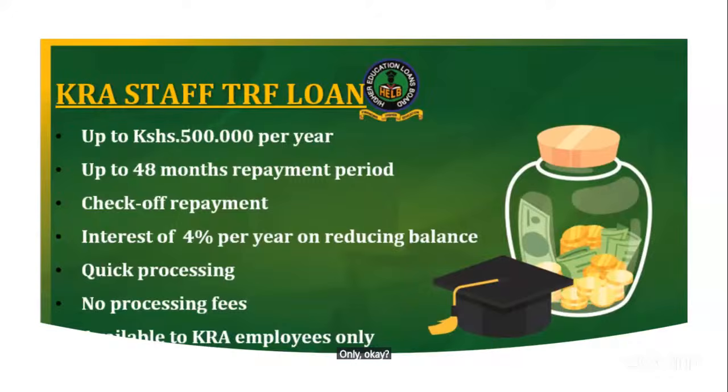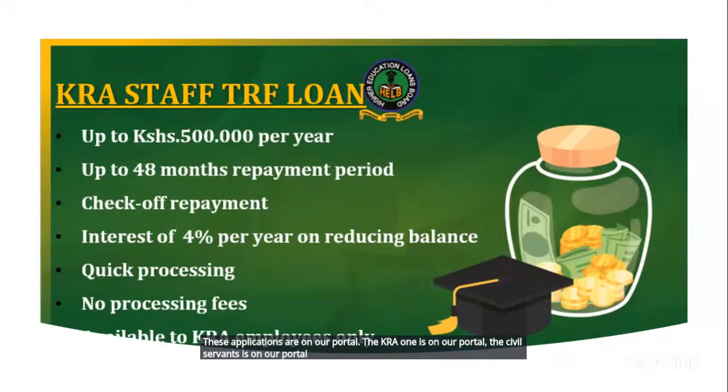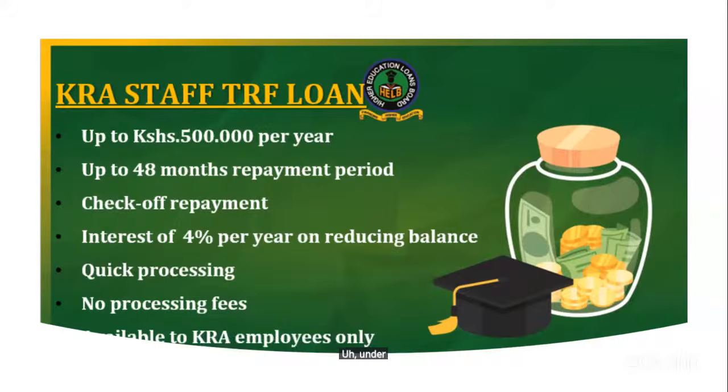Okay, so these applications are on our portal. The KRA one is on our portal. The civil servants is on our portal. Jielimishe is currently closed. Undergraduate is also currently closed, to be opened on July 1st. It could be July 1st. It could be July 20th, but in July, okay?